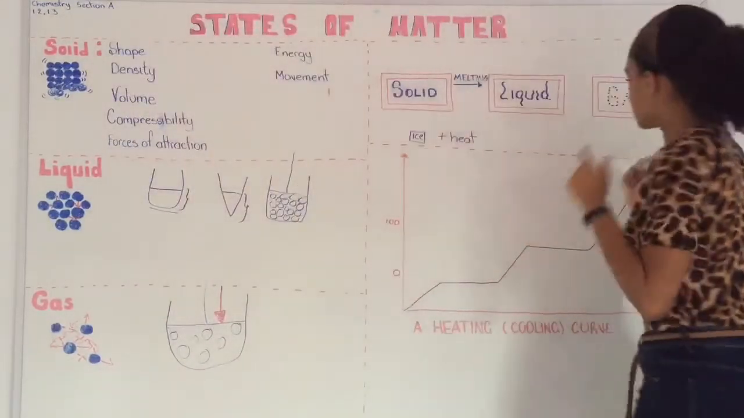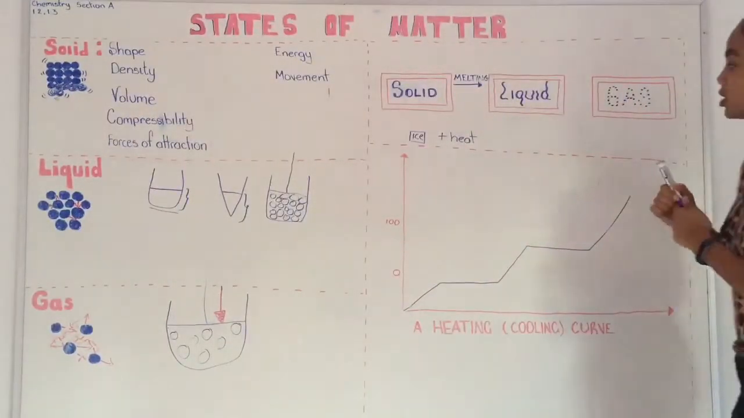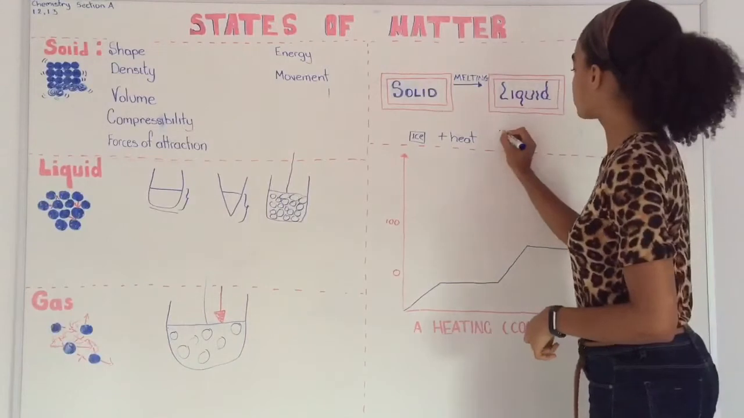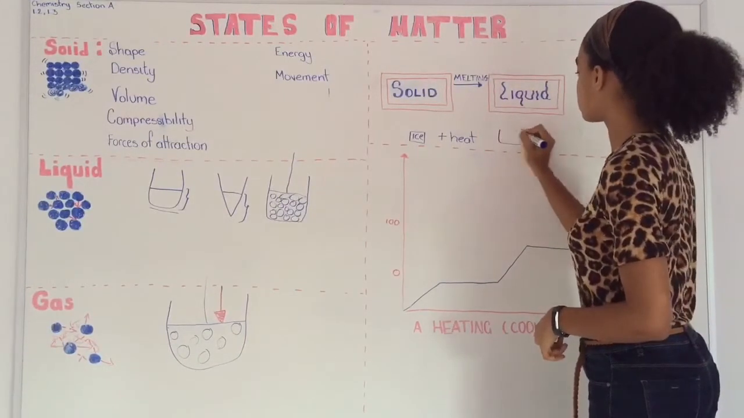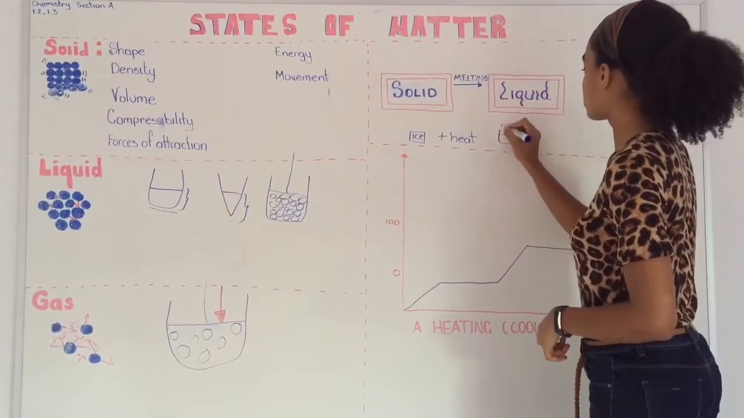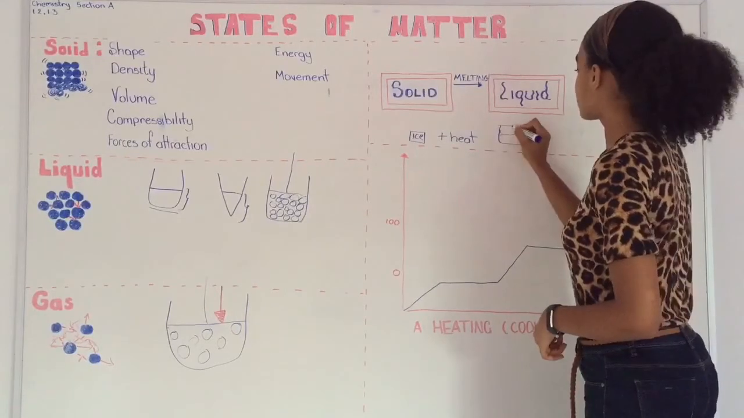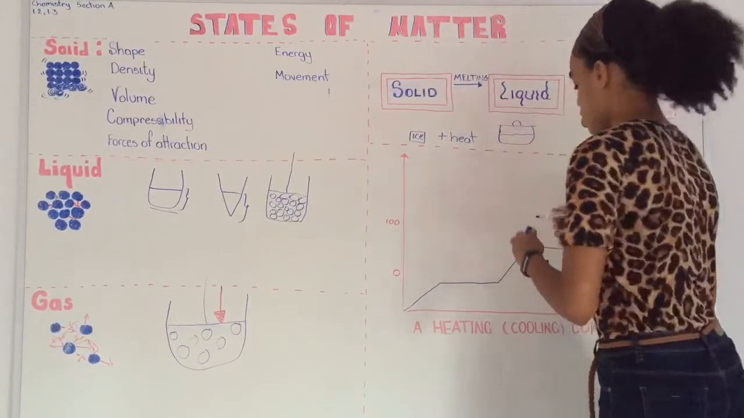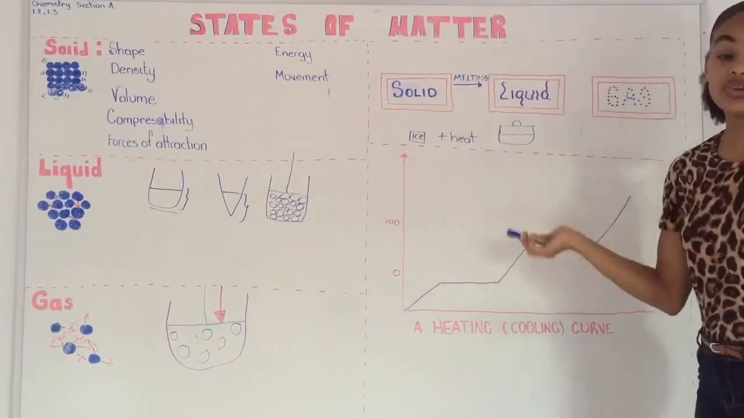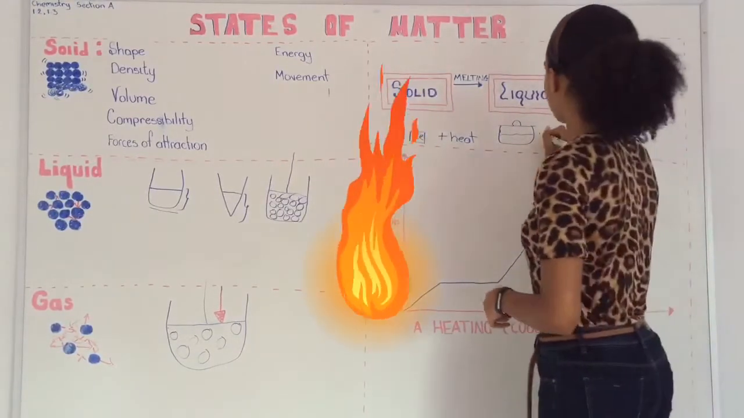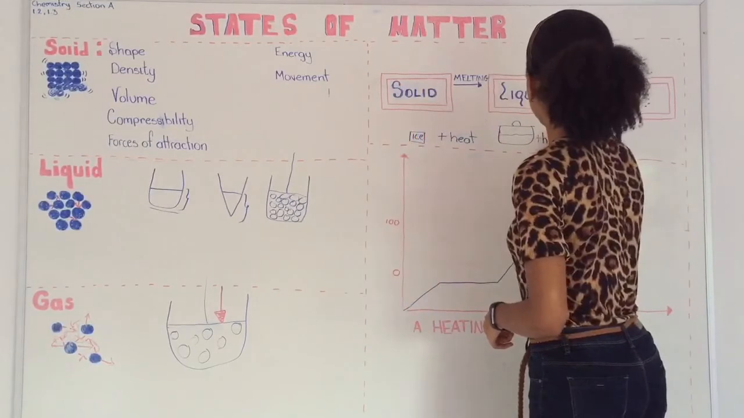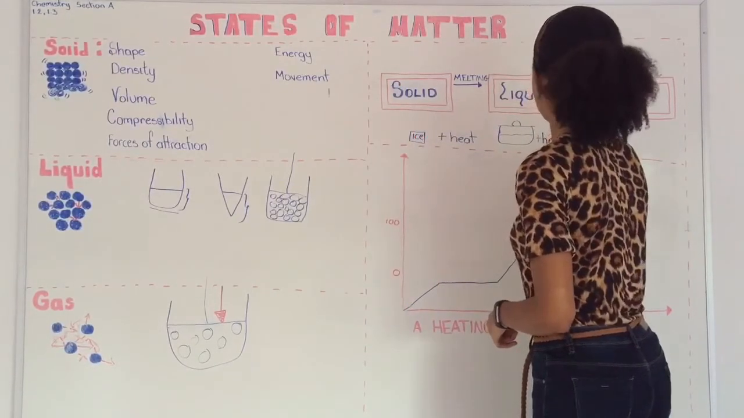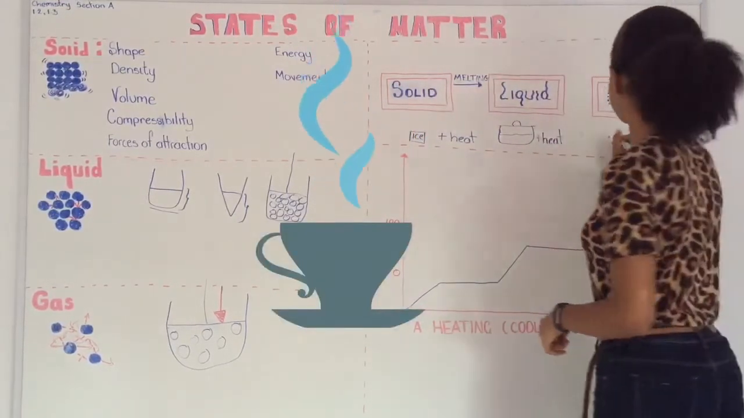Next, we have liquid to gas. Imagine you have some water. You have a glass of water or a pot of water, and you want to get some steam from this water, right? What do you do? You add heat. So we have a pot of water, we add heat, and we get some steam.